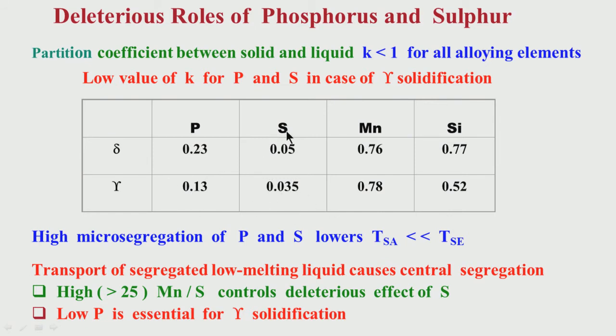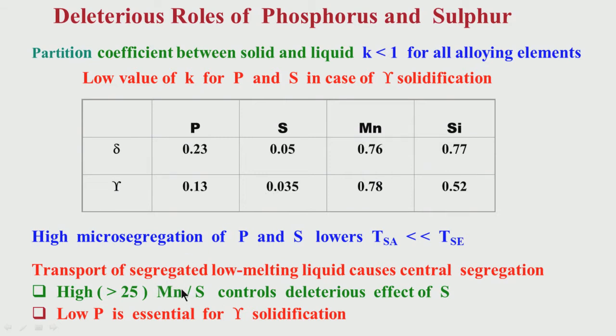So that means the segregation of sulfur and phosphorus will be more for gamma solidification. As such, values are low, whether it is delta or gamma, and between delta and gamma, gamma values are again low. But as I have told you, there is a savior for sulfur.